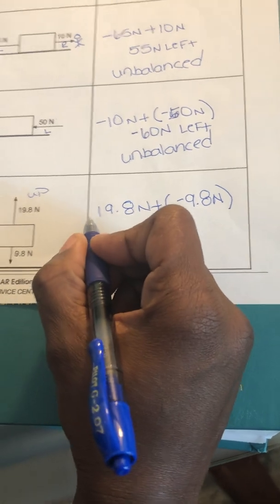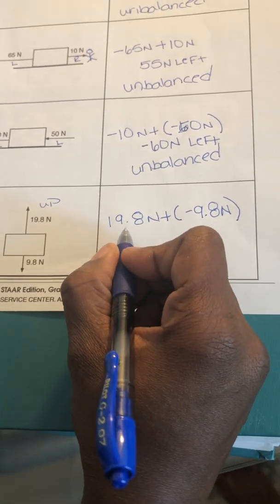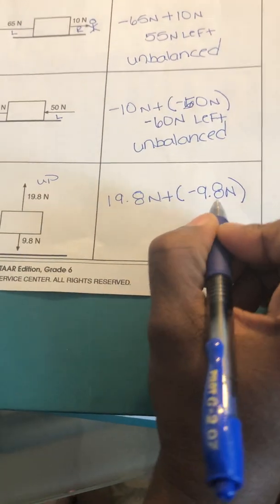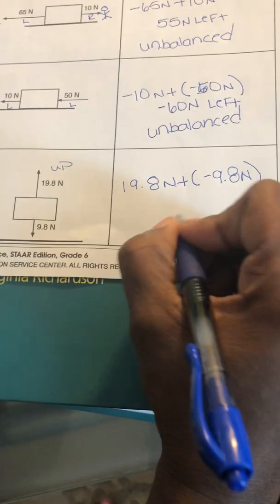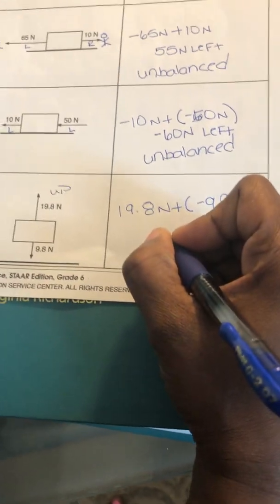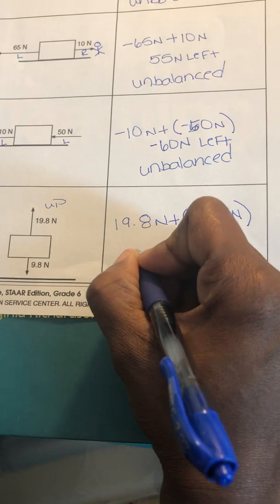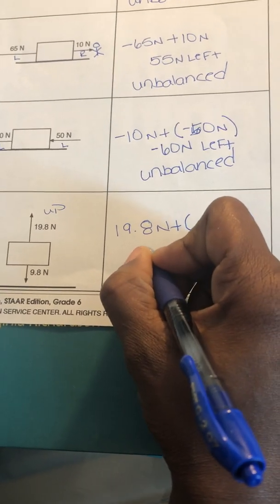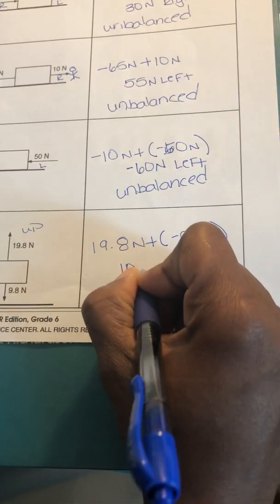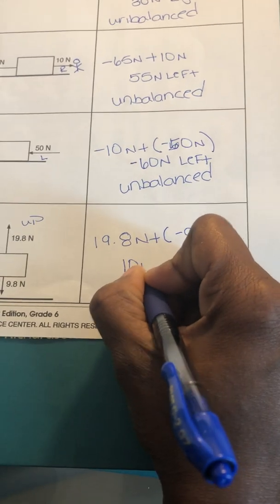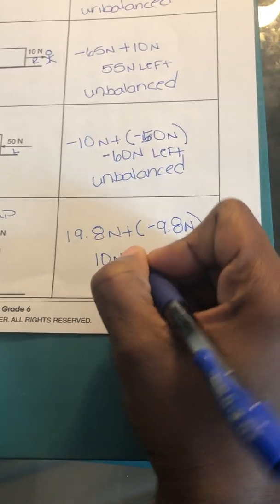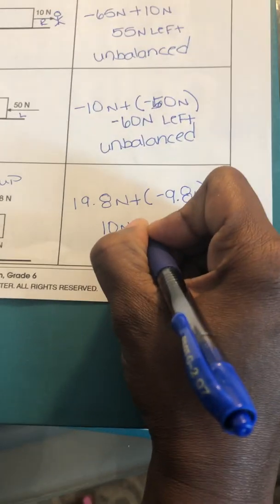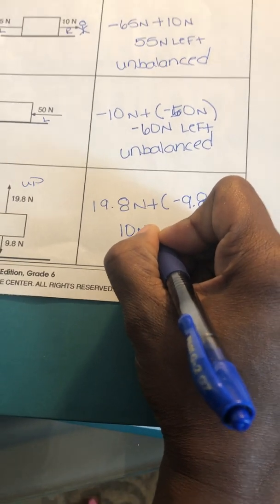So we're going to add our 19.8 newtons plus our negative 9.8 newtons. And that's going to give us a remaining force of 10 newtons. Which direction has the greater force? And that's going to be going up.